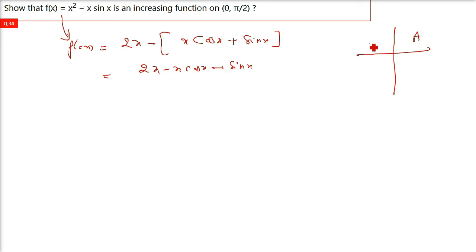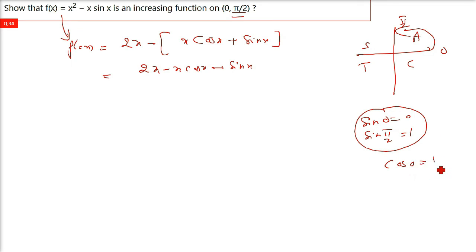Coming to the interval, 0 to π/2 is what we are talking about. In all the terms in 0 to π/2, they are positive. If you take sin and cos, the value is between 0 and π/2. These are the two, you can say, interval or boundary. So sin 0 is 0, sin π/2 is 1. So sin is between 0 and 1. How about cos 0 and cos π/2? It is between 1 and 0.